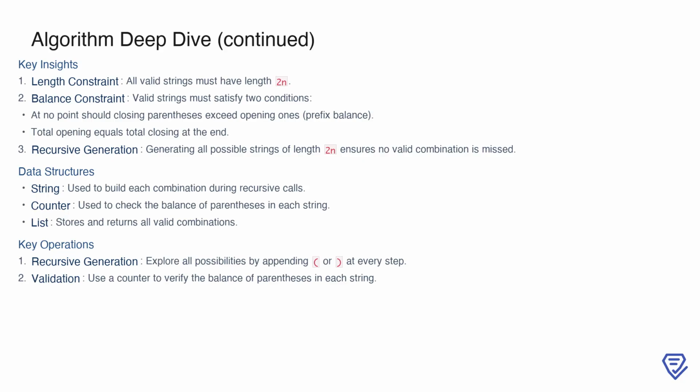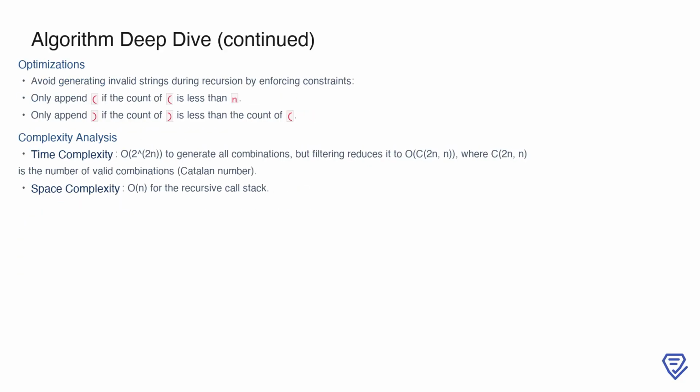To explore all possible strings, we rely on recursive generation by appending either an opening or closing parenthesis at each step. During this process, we use a string to build the combinations, a counter to track the balance of parentheses, and a list to store all valid combinations once they are verified. Together, these data structures and operations allow us to systematically generate and validate potential solutions. Instead of generating all possible strings and filtering out invalid ones, we can optimize the recursive approach by directly avoiding the creation of invalid strings.